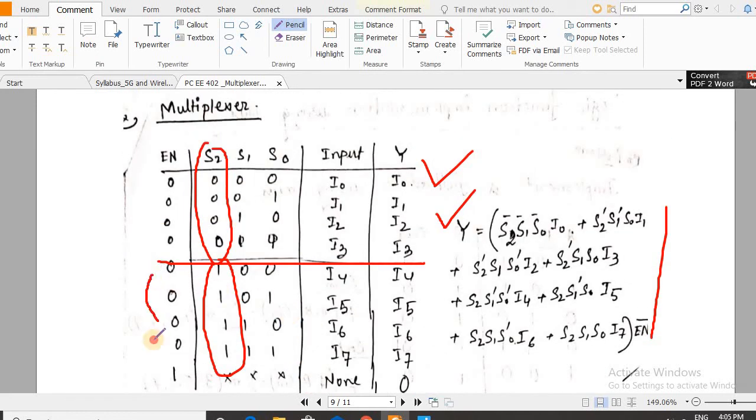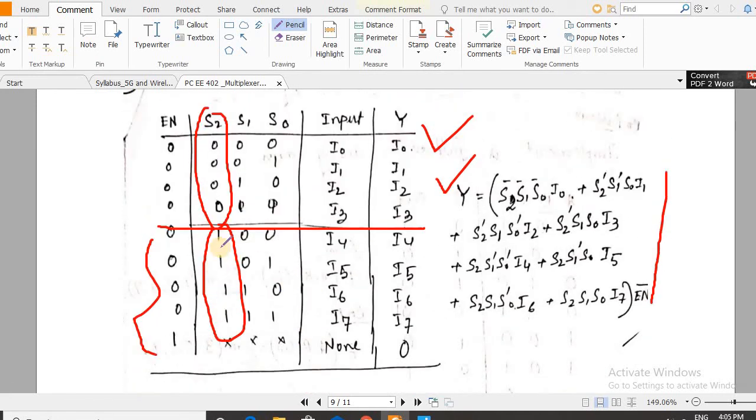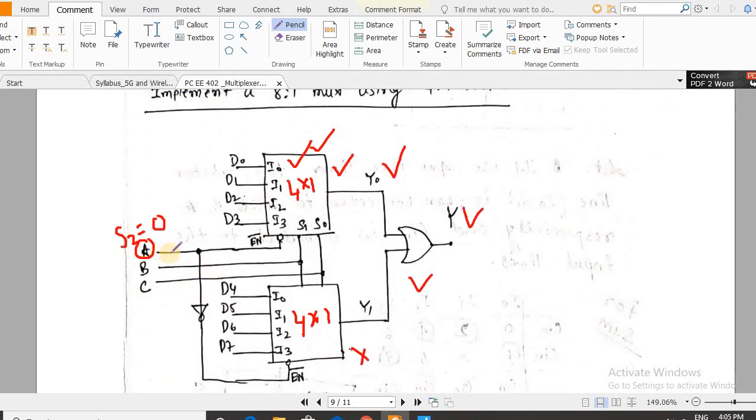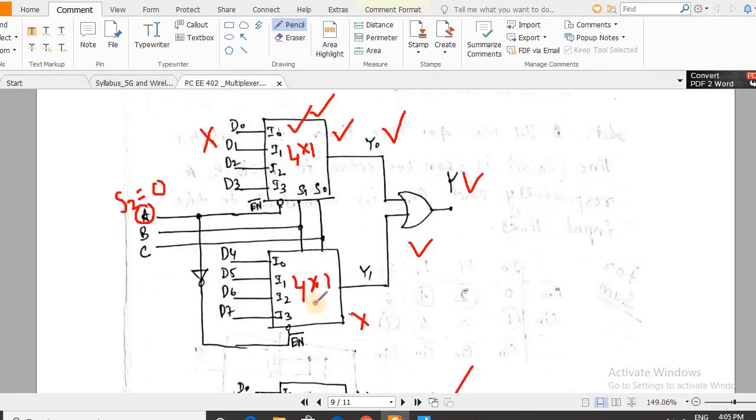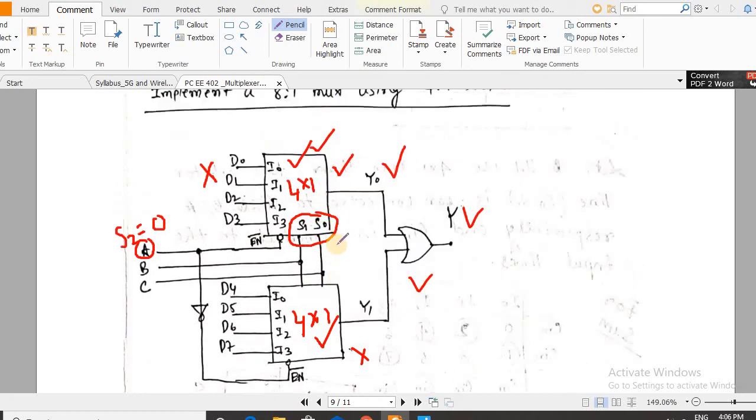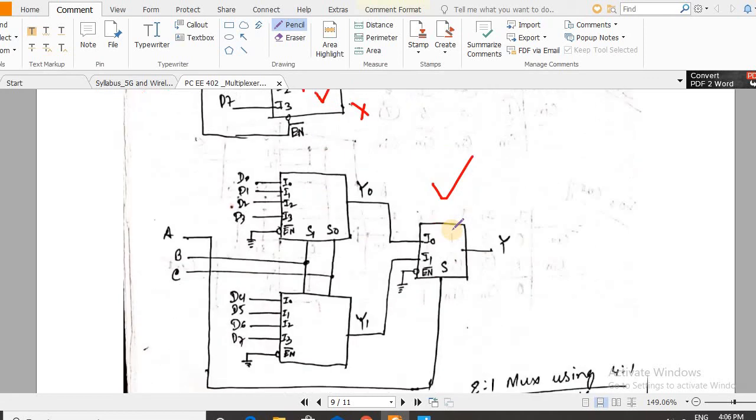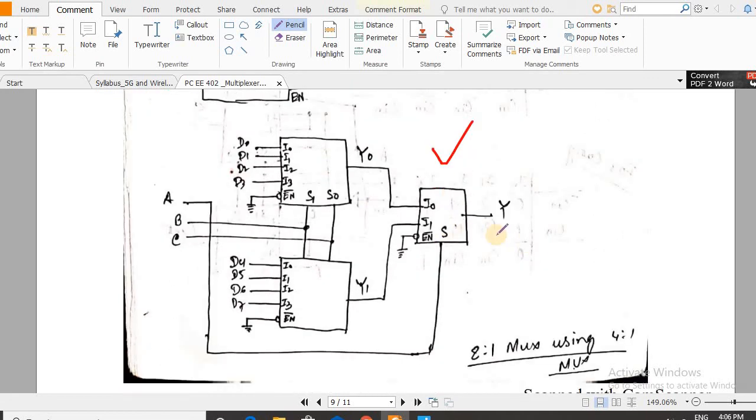Now for the second half of this truth table, when S2 becomes 1, that means A becomes 1, then the upper mux will be deactivated and the lower mux will be activated. So in that case, Y1 is equal to D4, D5, D6, D7 depending on the value of S1 and S0. So overall, this Y represents the function of an 8x1 mux. The same thing happens in the second design, only we integrated the outputs Y0 and Y1 through a 2x1 mux.